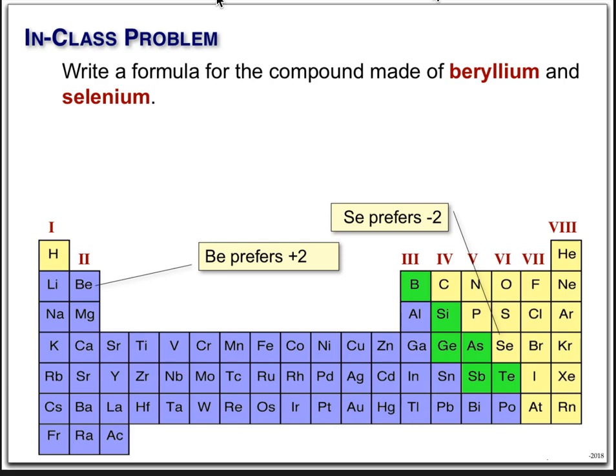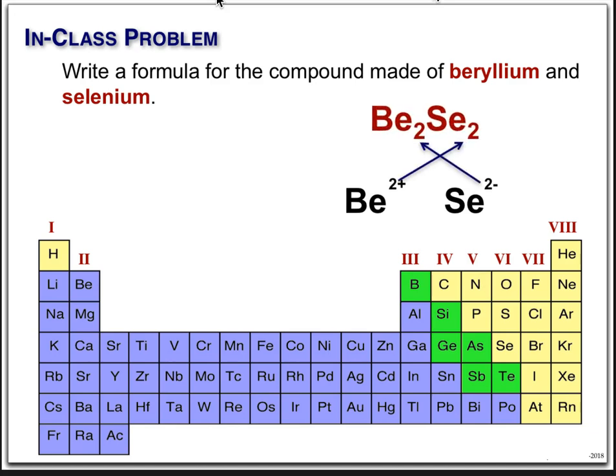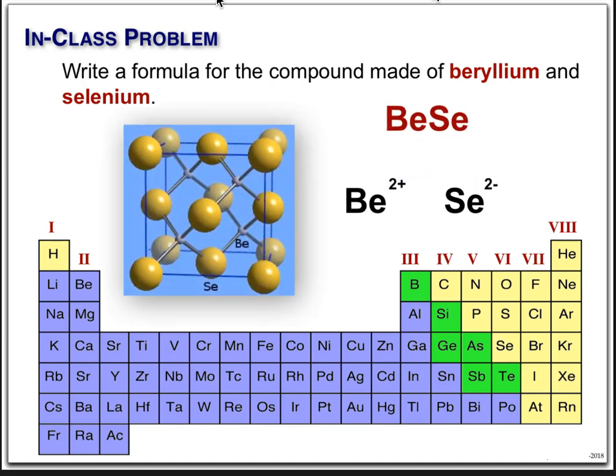Now we can all do this in our head. Plus 2 and a minus 2, that's pretty simple. But if for some reason you did your crisscross here, you would come up with Be2Se2. And of course, that's wrong, because you need the lowest whole number ratio. So if you do the crisscross, look at your answer, make sure it meets the criteria of lowest whole number ratio. Any questions? So what would have been the correct one now? B? Yep, this is the correct, 1 to 1.